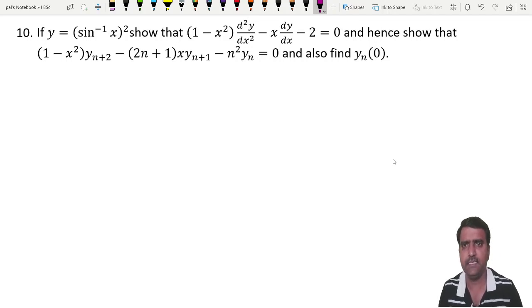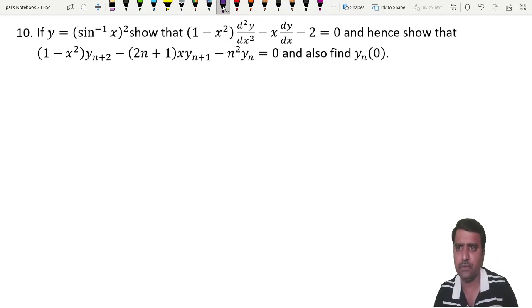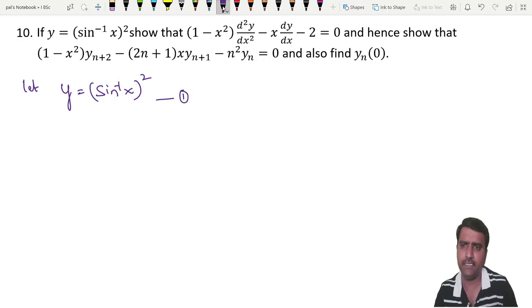To prove this result, first you take the given function y is equal to (sine inverse of x) whole square. Let y is equal to (sine inverse of x) whole square. So now you take this as 1. Now you differentiate this with respect to x. Differentiation of y is y1.